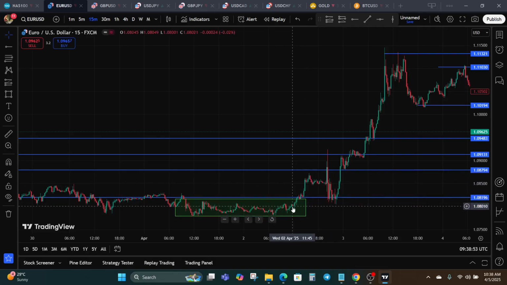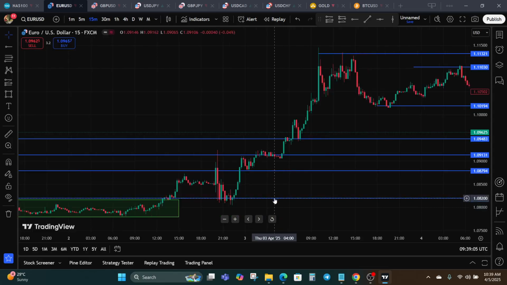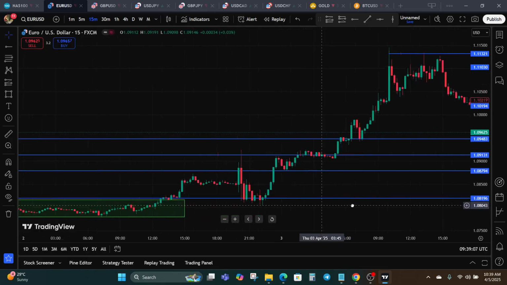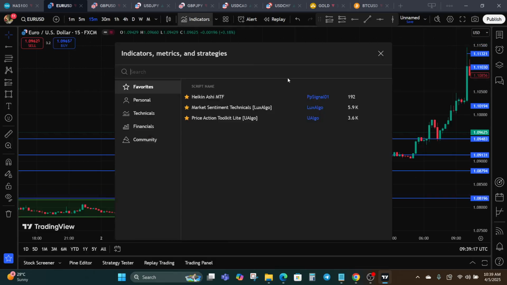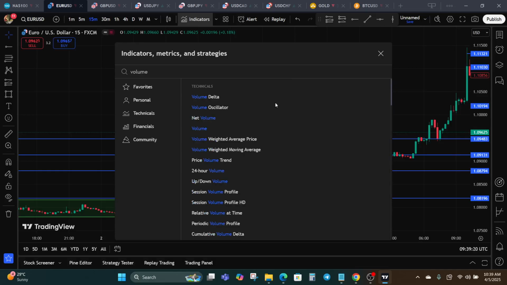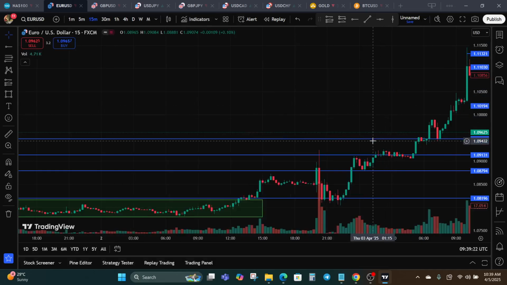Now comes the breakout itself. A valid breakout happens when a full 15-minute candle closes above resistance or below support. You can see in this case, we had the 15-minute candle close above the resistance, with a strong body and preferably a spike in volume. You can add the volume indicator to confirm an increase in volume. You can see that there was actually an increase in volume around here when this breakout occurred.